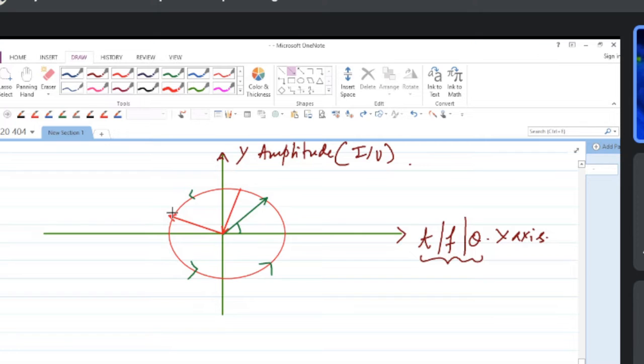So, let us now define a few things. That is the time period. You all know how you define the time period. This is the time taken to complete one complete rotation. Okay. In circular motion, you represent this time period by a capital letter T.